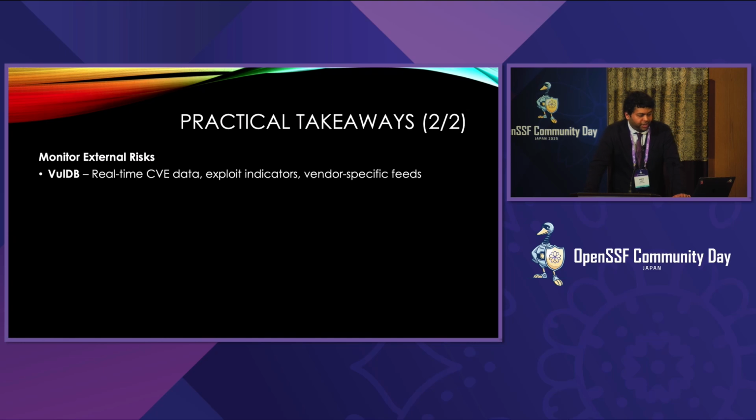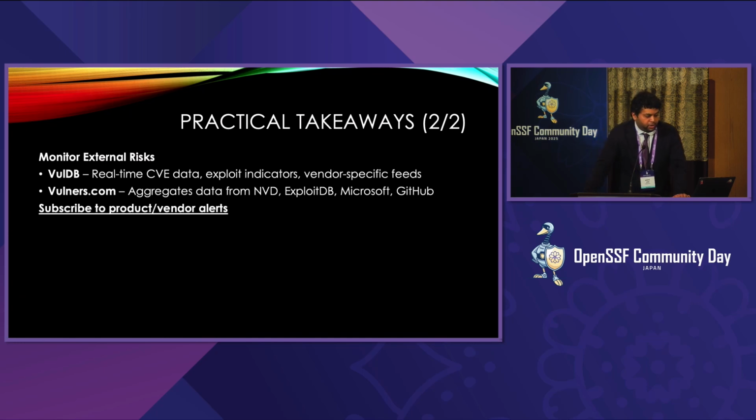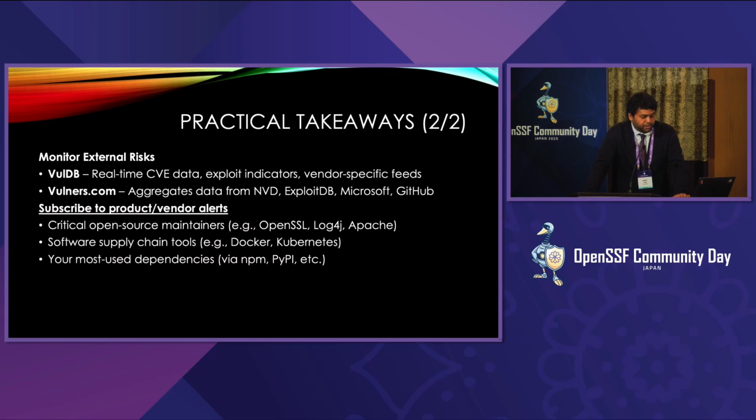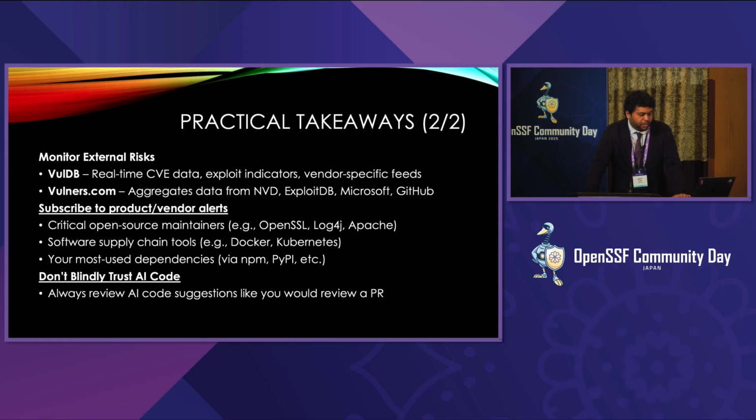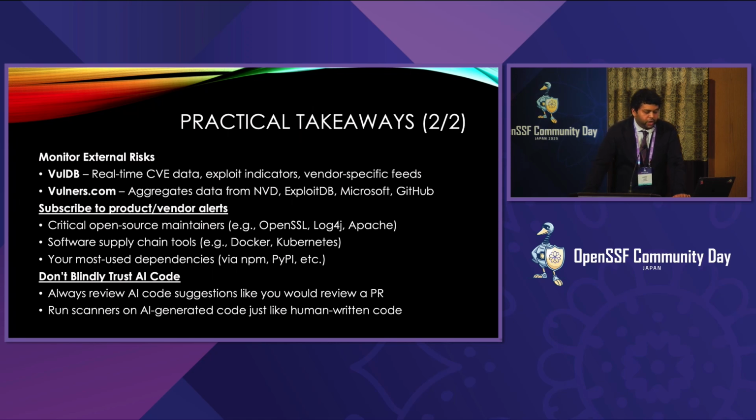Next is please monitor for external risk. Just having an SBOM is not going to help you. Please subscribe to vendor alerts. Please subscribe to the alerts which are affecting you, plus the alerts which might affect you. For example, you might say we don't use Kubernetes, but still keep an eye open if something major happens. Maybe your vendors are using Kubernetes, but just maintain some sort of visibility over major problems which can happen. Please do not trust blindly the AI code. I think we have covered this multiple times. Please treat the AI code as if you were treating a human pull request.